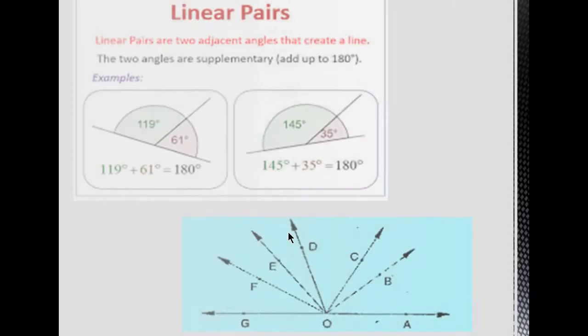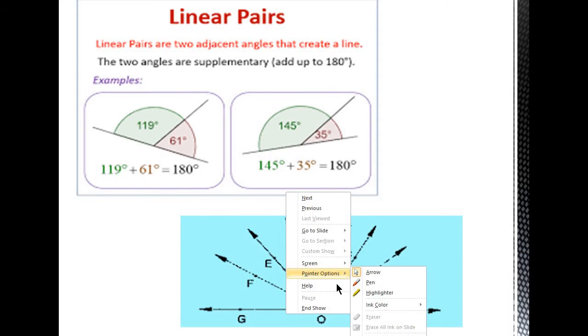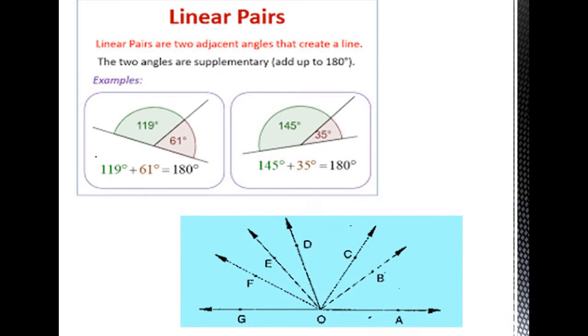Then what is a linear pair? You may think, what is a linear pair? So a linear pair is that there should be a straight line. See here, this is a straight line. On that, this angle has been made. If the sum of these two adjacent angles is 180 degrees, then they are called a linear pair. It is given here also: linear pair are two adjacent angles that create a line.